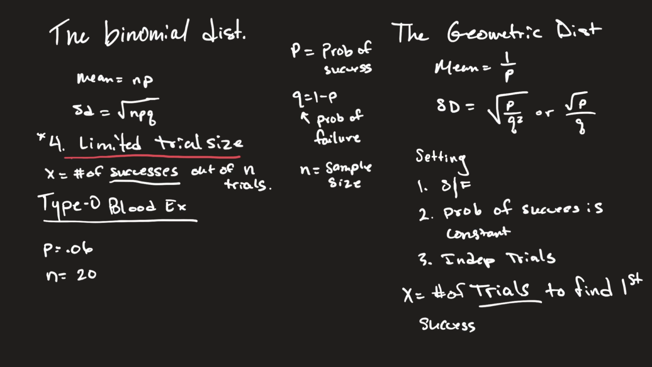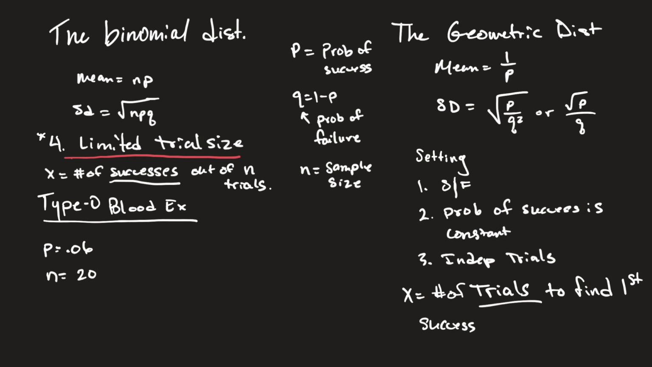So if we're going to flip a coin, then a binomial setting would be something like this. What is the probability that I could get 5 heads out of 10 flips of a coin? Whenever you're given the number of trials and you're asking to find a specific number of successes, this is what you would consider a binomial setting. For example, we have one here, a type O blood example from your book.